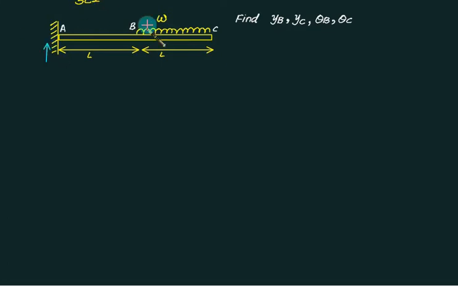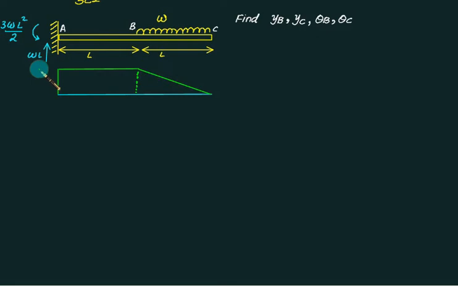So this reaction is the same as W into L, and the moment of this one is W into L into this distance, which is anti-clockwise: W into L and 3 by 2 L. So this is 3 by 2 WL square by 2. Here we have a shear force diagram. This load is acting upward, so this is upward. It's constant from this point to this point, and from this point it will be equal to 0. So this load is the same as WL. This length is L.